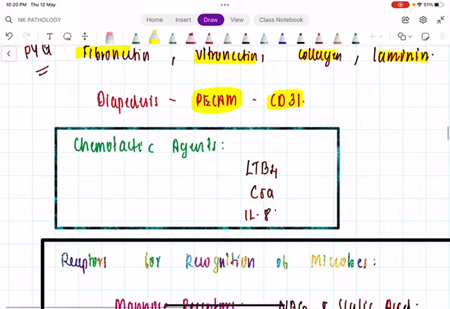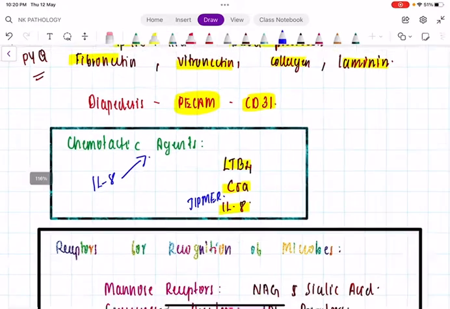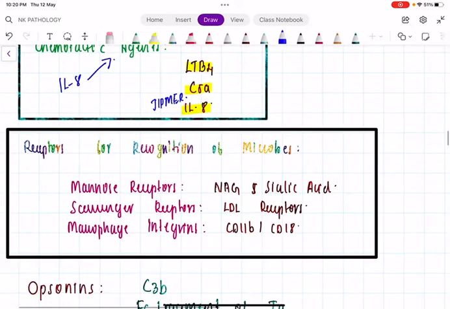Then next we have the chemotactic agents. Already I have discussed leukotriene B4, C5a and interleukin 8. This has been a question once in JIPMER. They have asked this in JIPMER. What is that? Interleukin 8. Interleukin 8 is also a chemotactic agent. Which of the following interleukins or cytokines are chemotactic agents? Answer is interleukin 8.